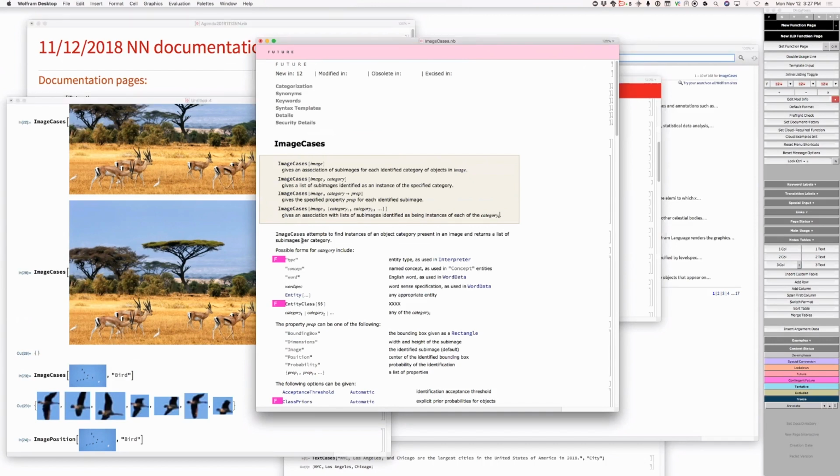What does this, wait a minute, attempts to find instances of an object category present in an image. Isn't that what this just said? Yeah, Roger typically prefers we have a descriptive note on top rather than jumping to the tables and details. Well, I don't think it helps to repeat what attempts to find instances of an object category. Well, it's okay. It doesn't hurt anything.